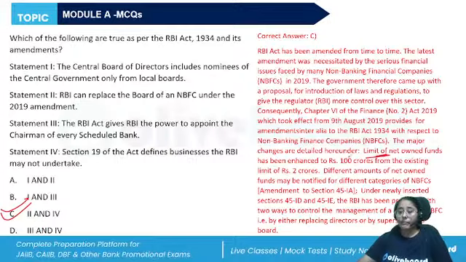Here the details of this amendment have been given. The net owned funds have been enhanced to rupees 100 crore; previously it was 2 crores. Then the net owned funds for the different categories of NBFCs have also been defined. These powers are there. When we talk about the different sections, Section 19 is the business that the RBI cannot transact. Section 17 is the business that RBI may transact. The right to issue bank notes is under Section 22. The power of the central government to supersede the central board is Section 30. All of these sections are there.